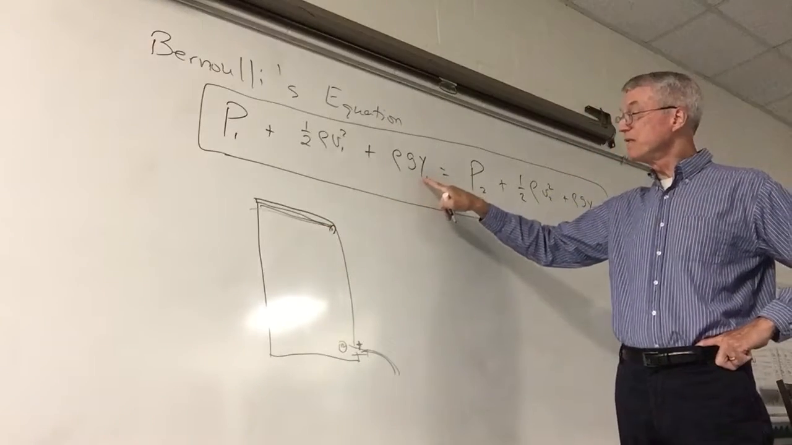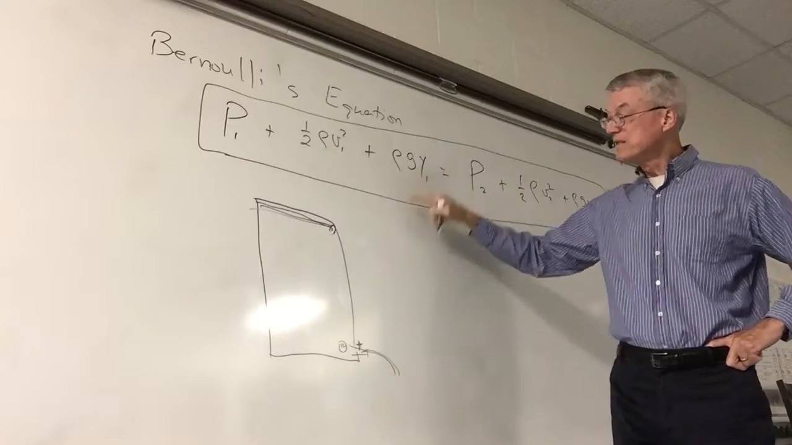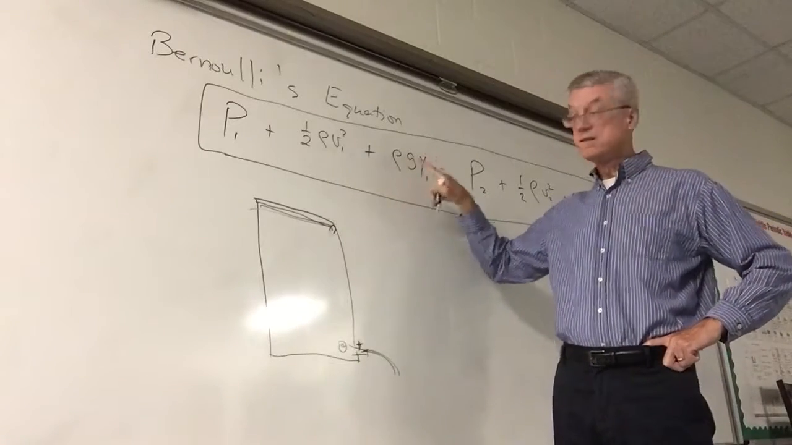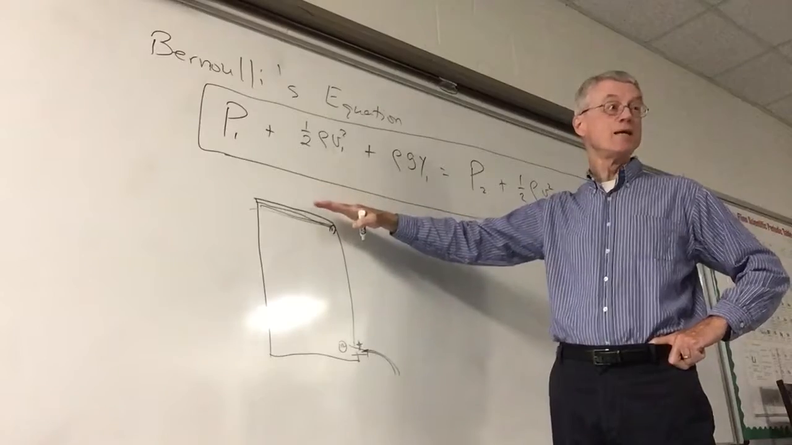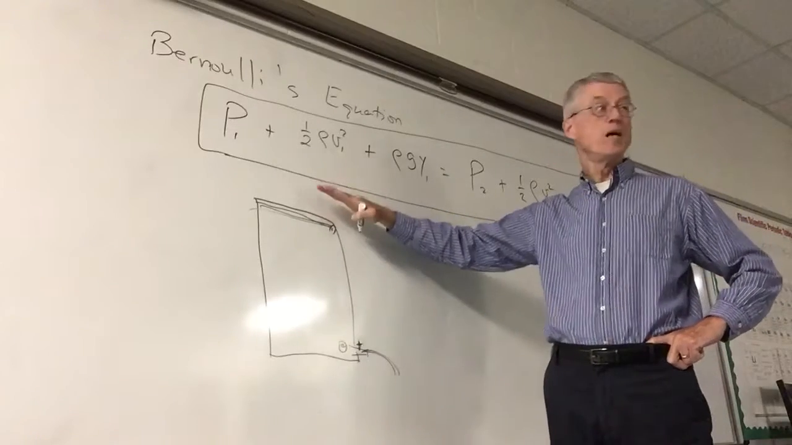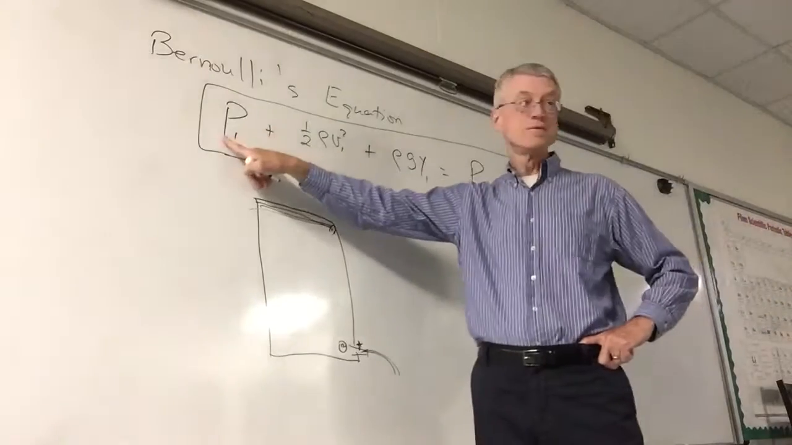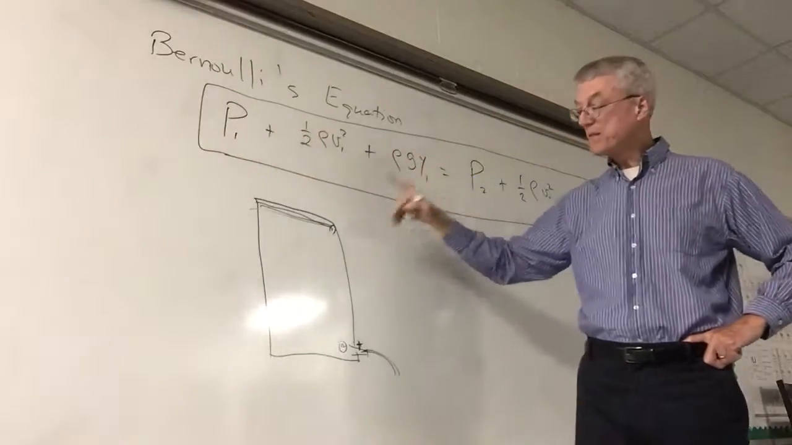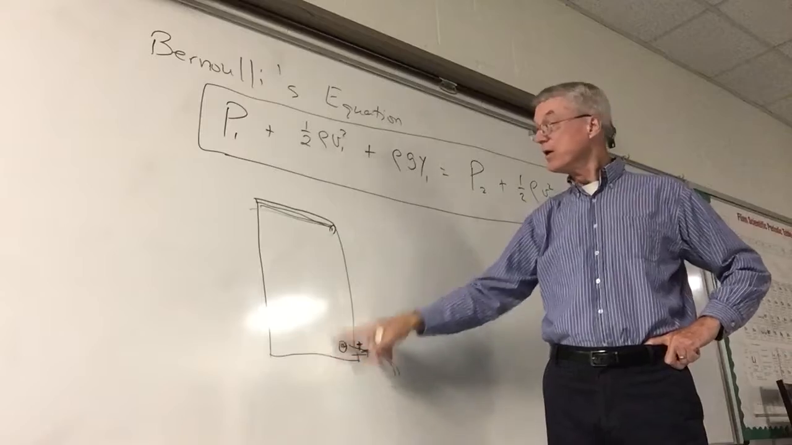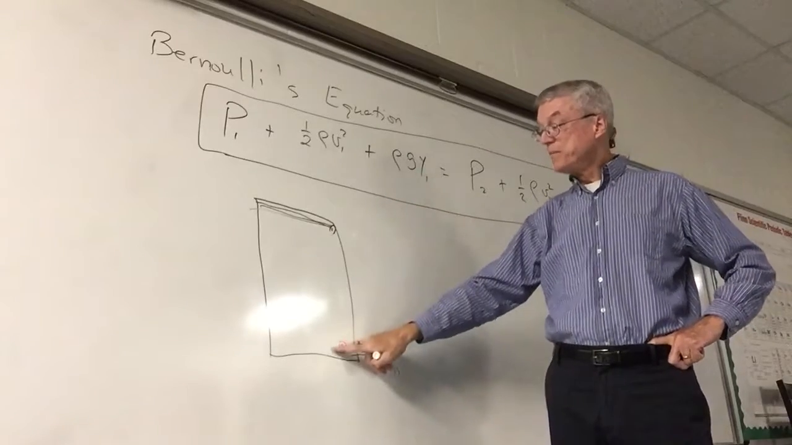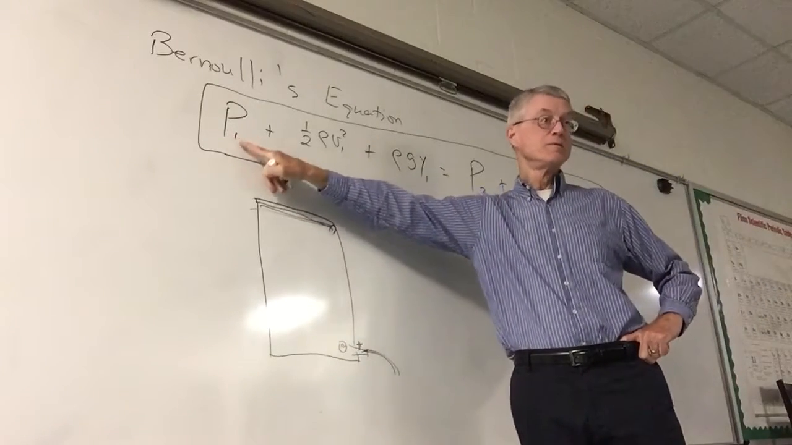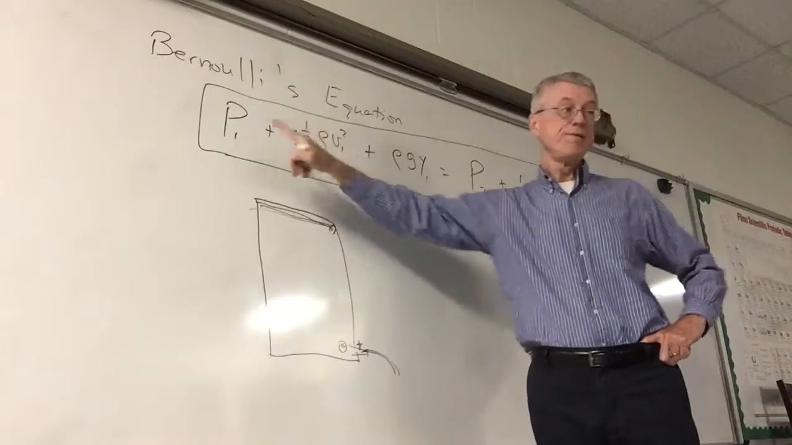But here's why. When Y is a big number because you're up high, at position 1, you've got a lot of Y. Remember, Y is measured from the bottom up. So when Y is high, the P is low. So they'll add up to the same thing. Down here, the Y is 0, perhaps, at the bottom, so the pressure is more. Okay, so you can see that.